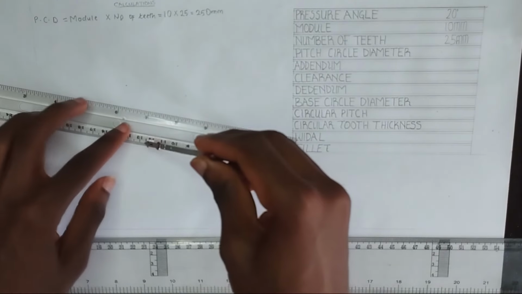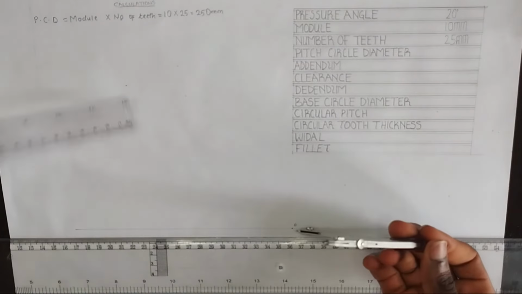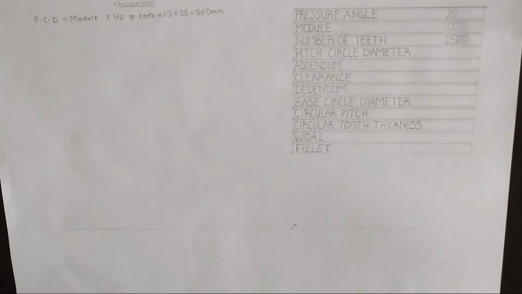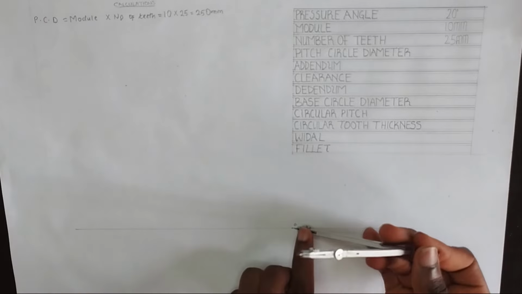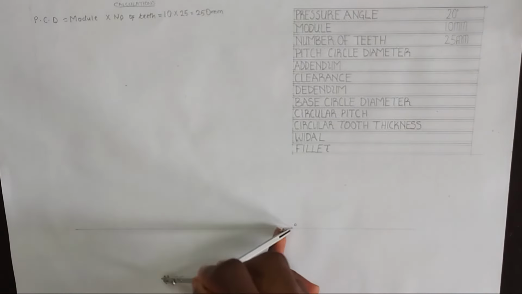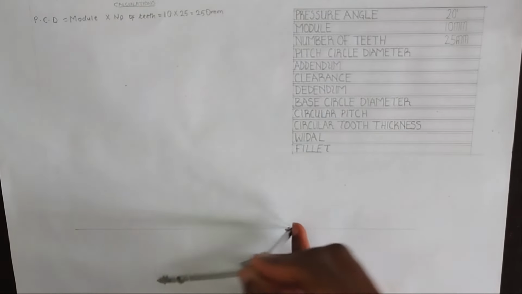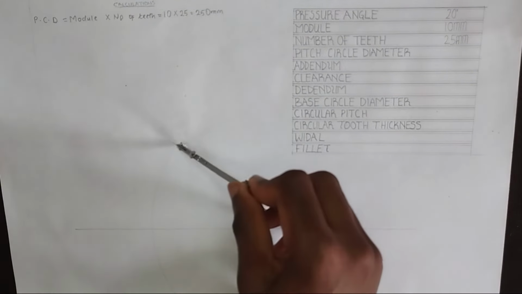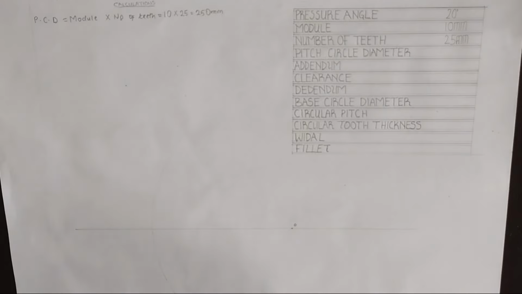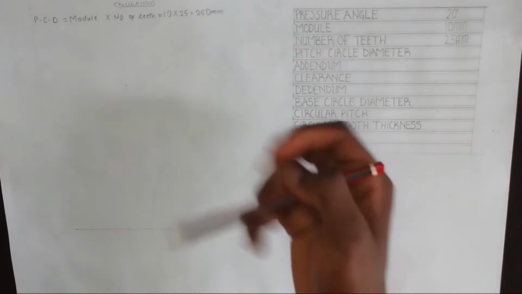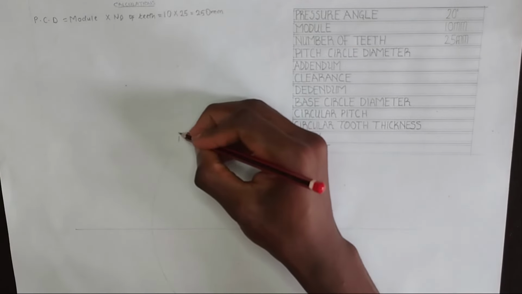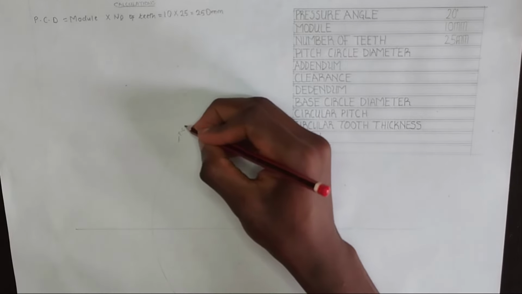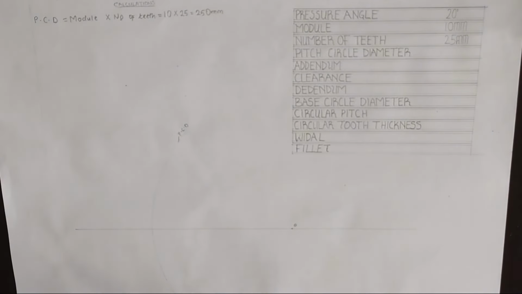I'm going to pick 125 millimeter on my compass. So from this point O right here, I'm going to draw an arc like this. I'm going to label this arc as my PCD. This is 125 millimeter right from this my point O.